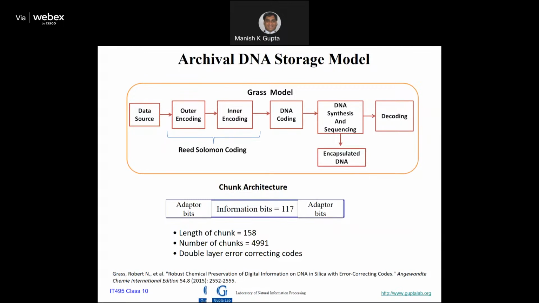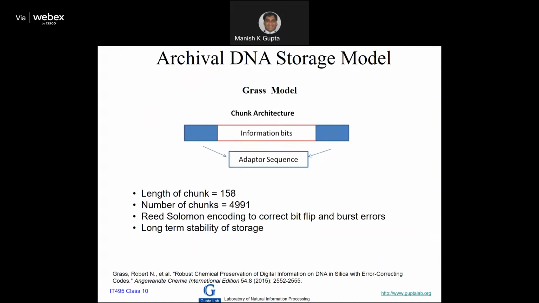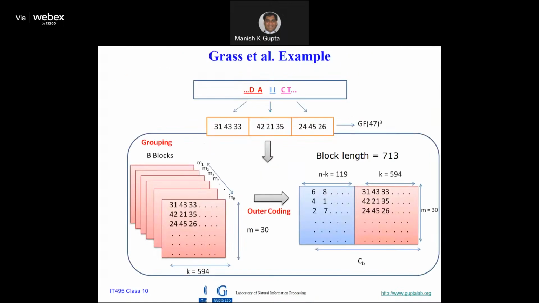Let me show you the Grass algorithm. What they are going to do is use two kinds of Reed-Solomon codes. Let me show you in detail how. Suppose we have a DAICT. You have any data, a doc file, PDF file, whatever, right?